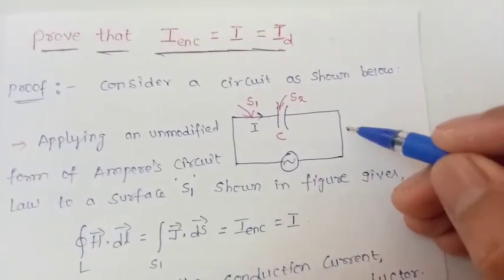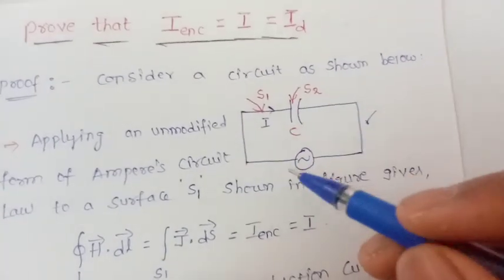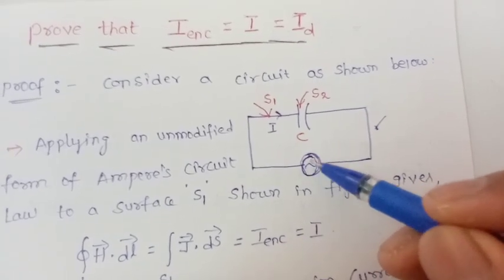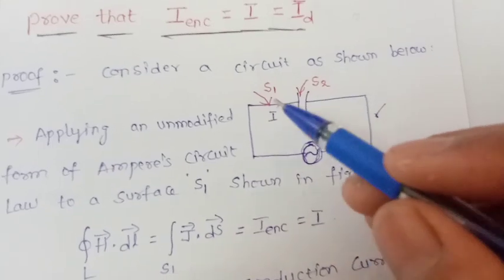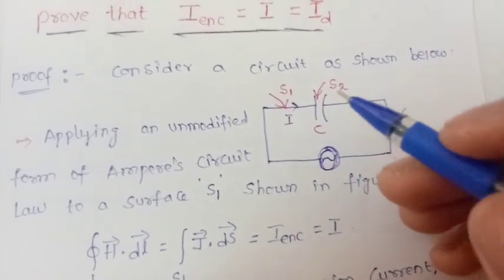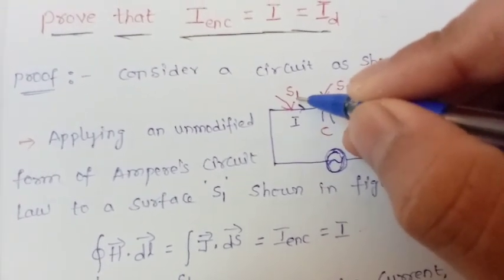Okay, to prove this concept I am going to consider this circuit. Observe very carefully, guys. Consider a circuit with an AC supply here. This is an AC supply, okay, and this is a capacitor here, and I am going to consider two surfaces, S1 surface and S2 surface. Is it clear? Now I can take an Amperian loop here.